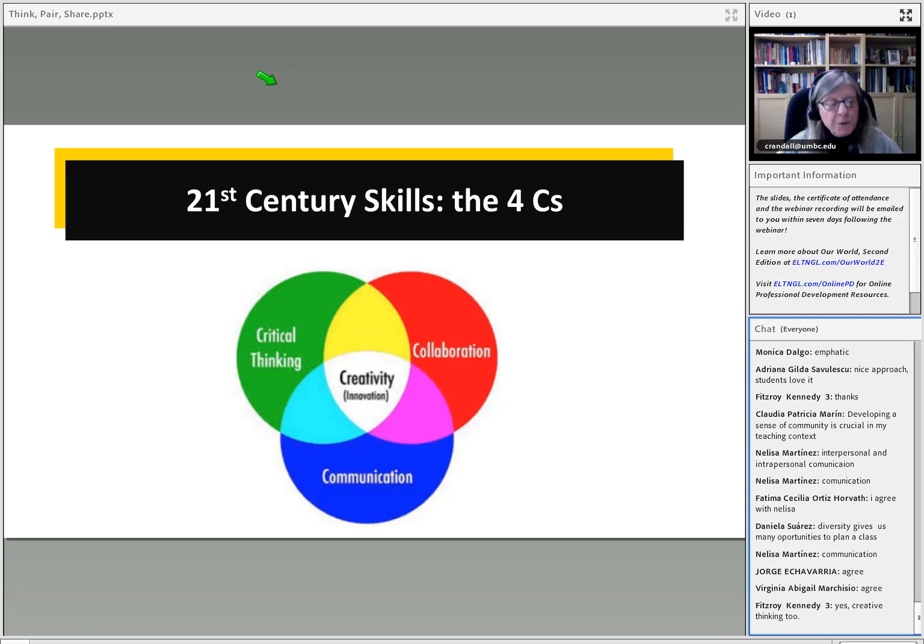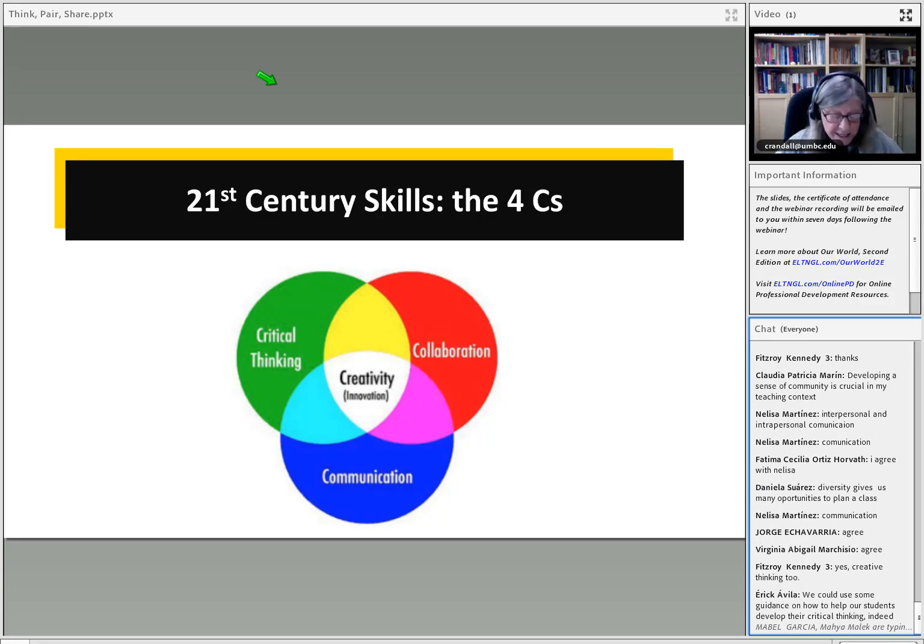And it's never too early to begin developing them. They really need to think critically about the world in which they live. They need to be able to work in teamwork and work together. They need to be able to develop good communication skills that they can use, and they need to be creative in their approaches to life.